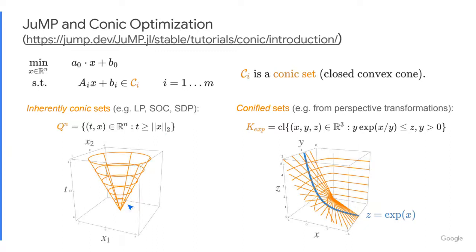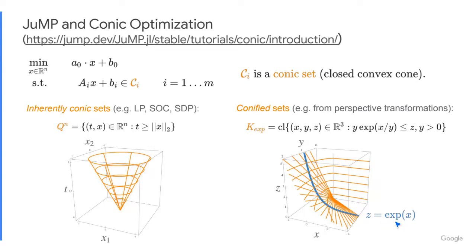But you could also have other cones that are found by conifying a set. So the exponential cone is a cone that was constructed so that if you look at the cone and take a vertical slice, you're going to recover the epigraph of the exponential function.